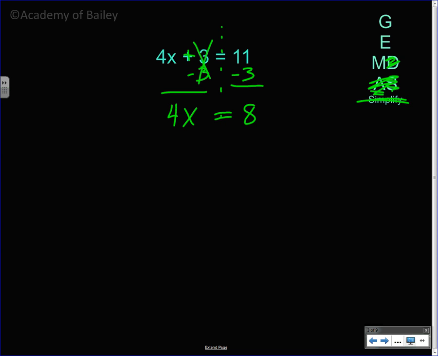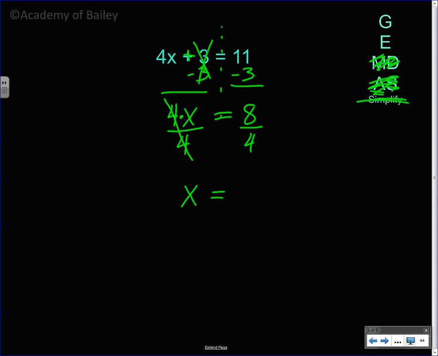We have no division to the variable x, but we do have a multiplication of 4. What's the opposite of multiplying by 4? Dividing by 4. And make sure you're only dividing by 4 down there, not 4x. You're only dividing by 4. 4 divided by 4 cancels and gives you a 1, and then the x stays there.